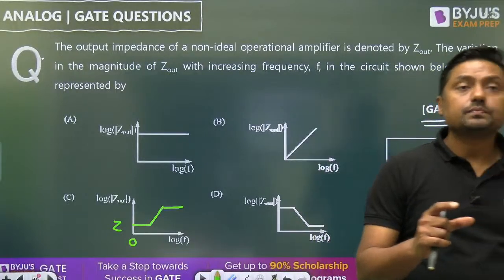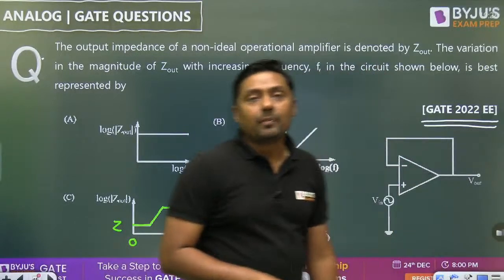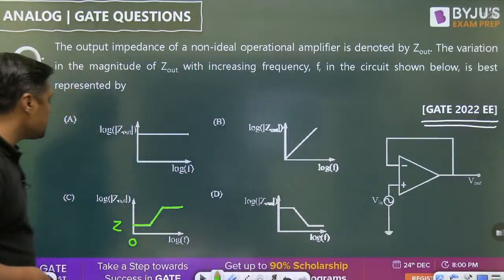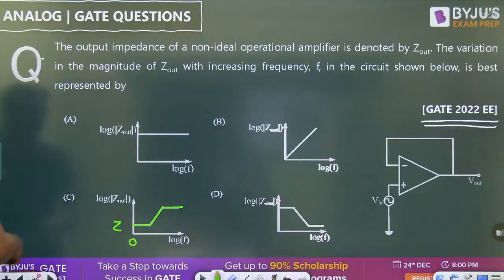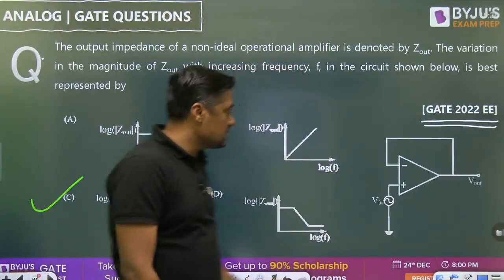In an inverting operational amplifier, the feedback mechanism is voltage shunt. In a non-inverting operational amplifier, the feedback mechanism is what? Right, the feedback mechanism is voltage series feedback. In non-inverting, voltage series feedback. Okay, that is the answer.